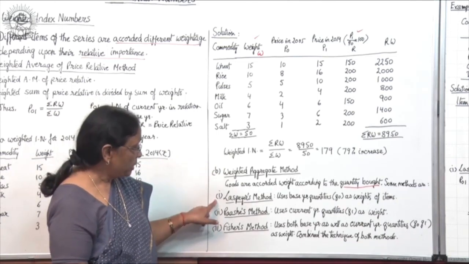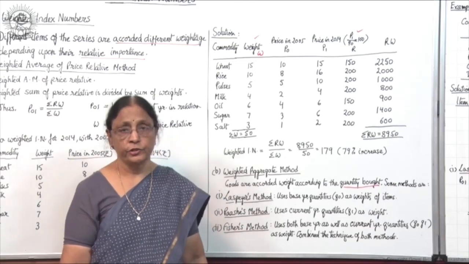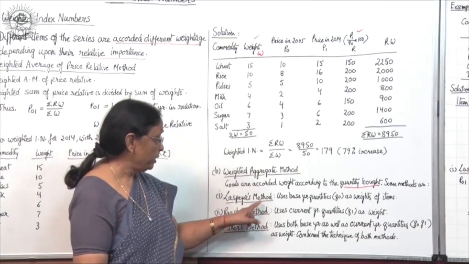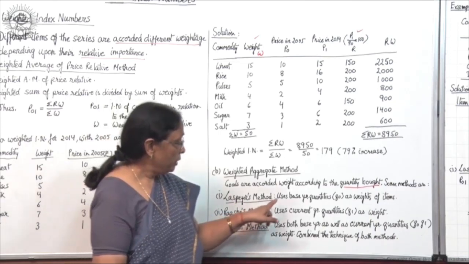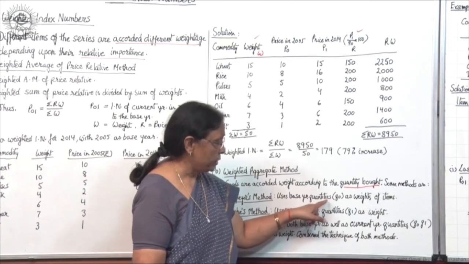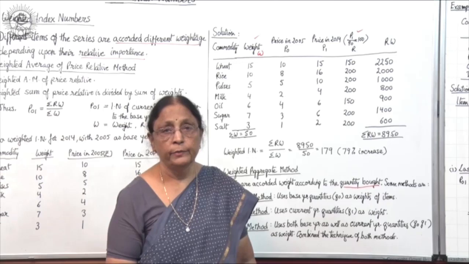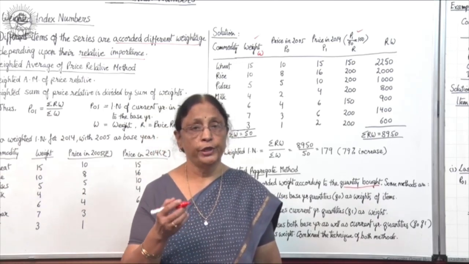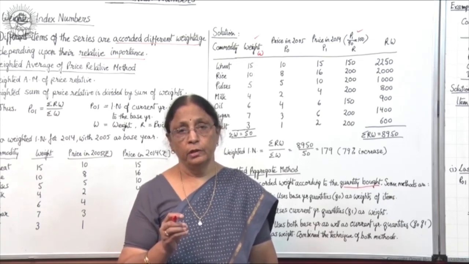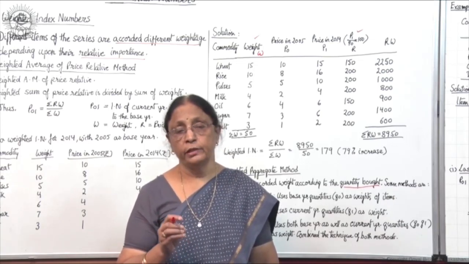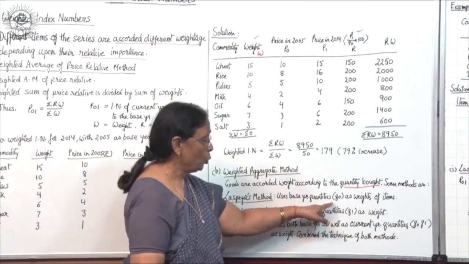First one is Laspeyres' method. Laspeyres is the name of the statistician. He stated this method, so it is known as Laspeyres' method. He uses base year quantities, that is Q0, as weights of items. That means Q0, the quantity demanded in the base year of a particular item. On the basis of that, he calculates the index number using base year quantities, that is Q0.